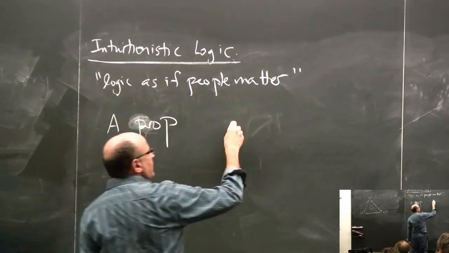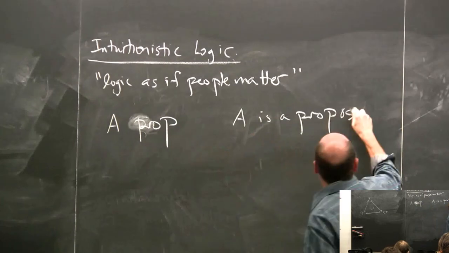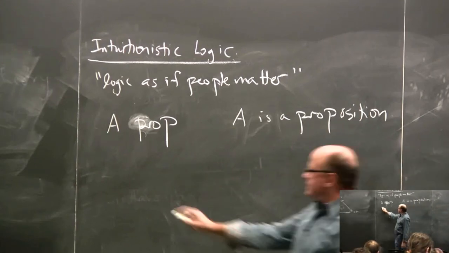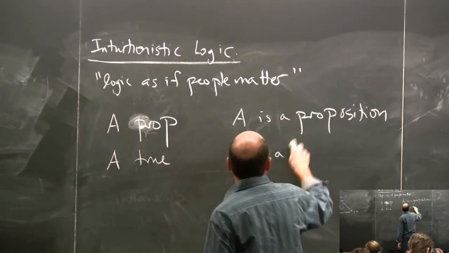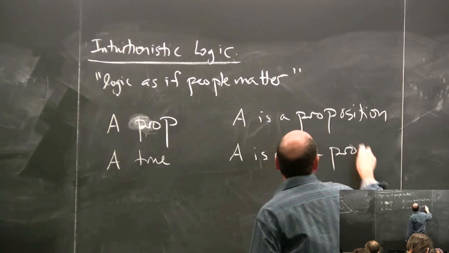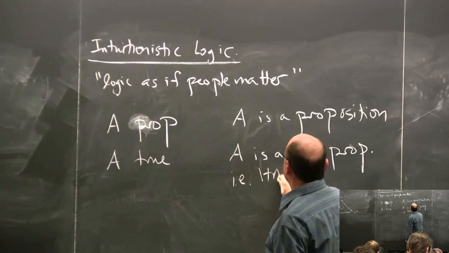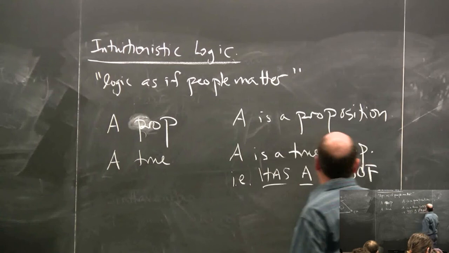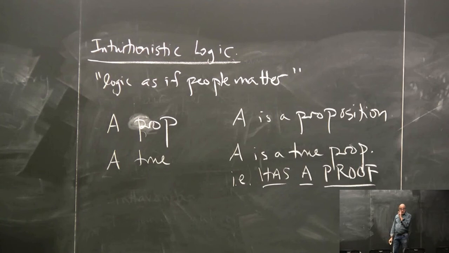So this expresses the idea that A is a proposition. So you can think of this as the grammar. Okay, that just means I've said something well-formed, that it makes even sense to discuss it. And what does it mean to discuss it? It means to judge that it's true, which is A is a true proposition. And now the as-people-matter part is, which means it has a proof. This is the important idea.